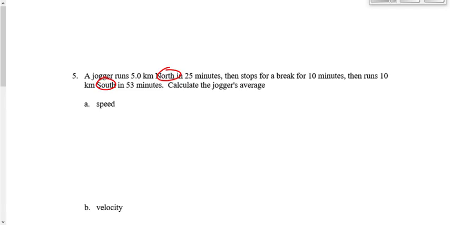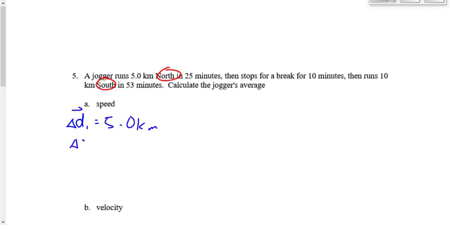What do I have? 5 kilometers north, what is that? Is that a distance? Sorry, is that a displacement? Or is that a position? Is that like where the jogger is? Or how much the jogger's location has changed? That's displacement, right? The jogger ran 5 kilometers. Not the jogger is 5 kilometers north. The jogger ran 5 kilometers north. That's displacement. We're going to call that my first displacement.